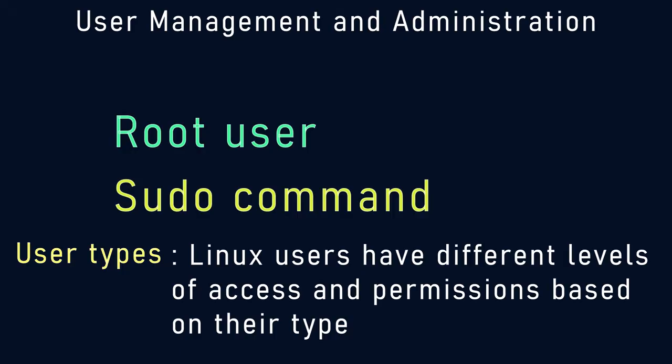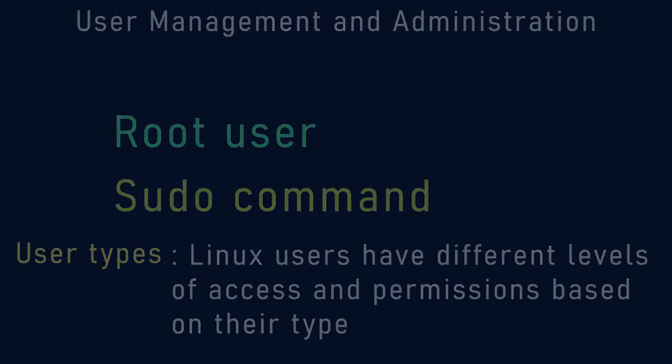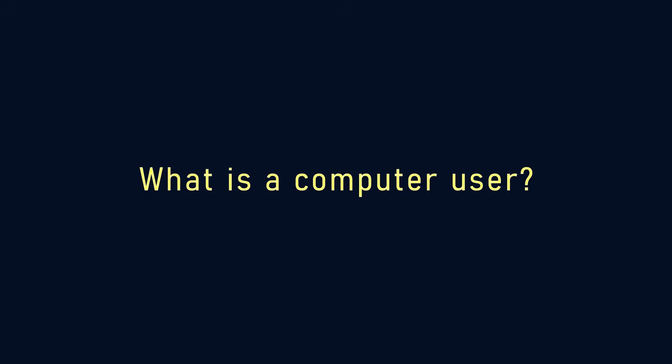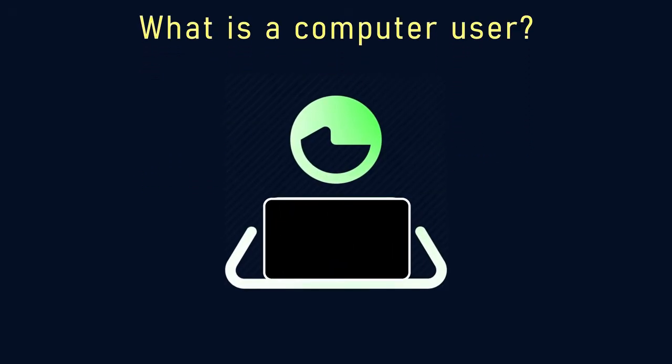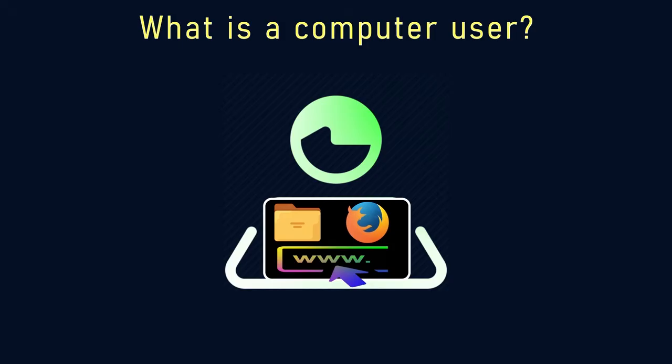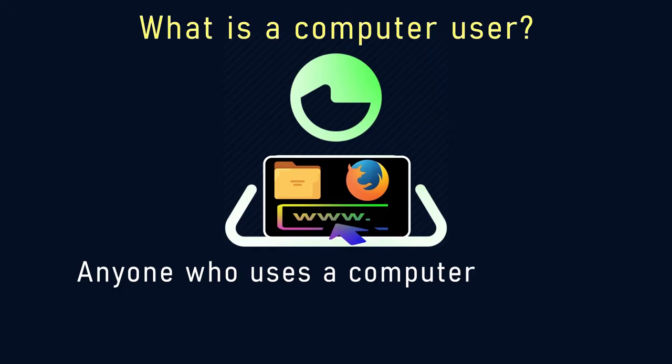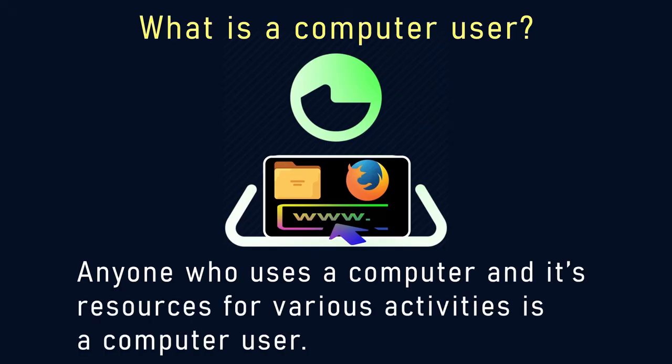In this video, we will explore the different types of users in Linux. So what is a computer user first? A computer user is essentially someone who interacts with a computer system and uses its resources to perform tasks. These tasks include accessing files, running programs, and utilizing all the other features the system offers. In short, anyone who uses a computer for various activities is considered a computer user.